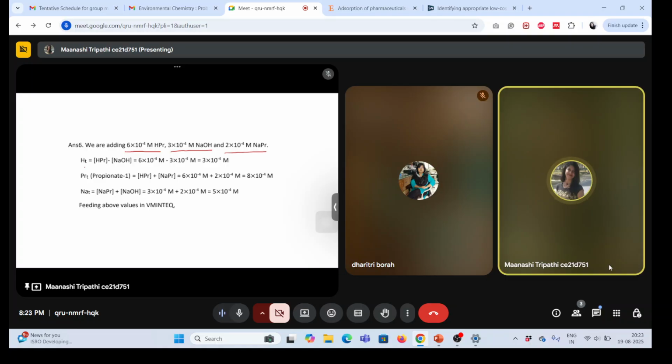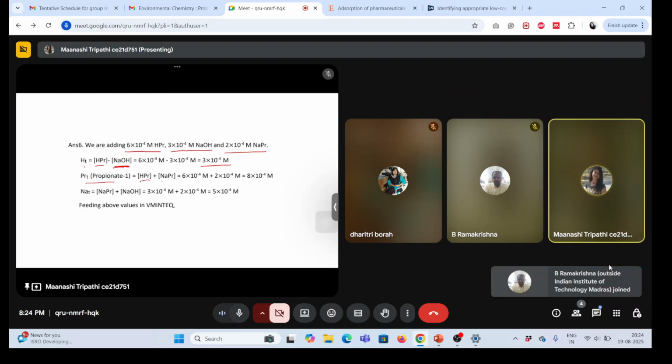H total will be given by HPr and NaOH, because H plus is given by HPr minus OH. So this is the OH that we subtract. We get H total, propanoic acid, HPr, NaPr. And total sodium, from where are we getting it? From sodium propanoate and NaOH. So we need to calculate all these totals. You can use the tableau to prepare this, and these values we will simply feed in Visual Minteq.